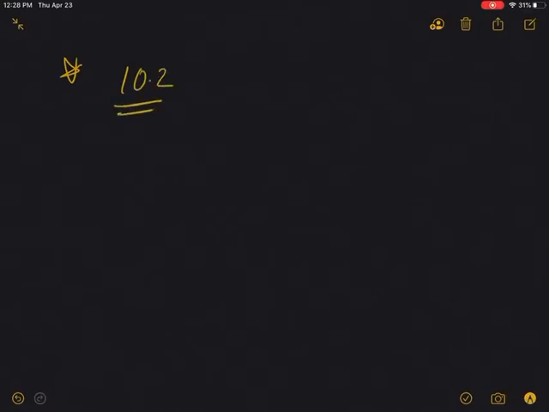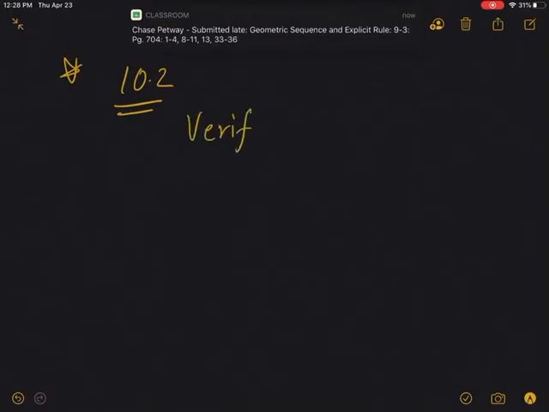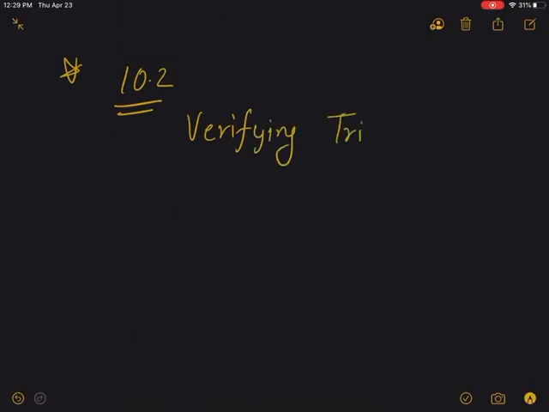So 10-2 is about verifying trig identities. Basically what's going to happen is you'll see an equation. When I say verify, it basically means that you're proving one side equal to the other side.